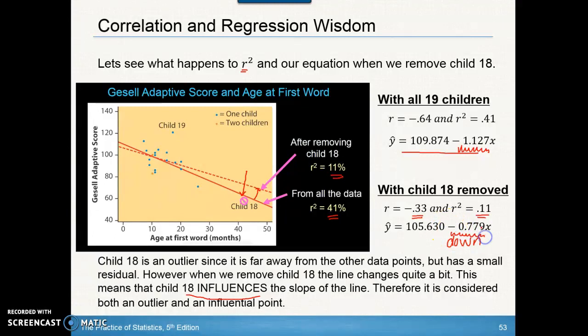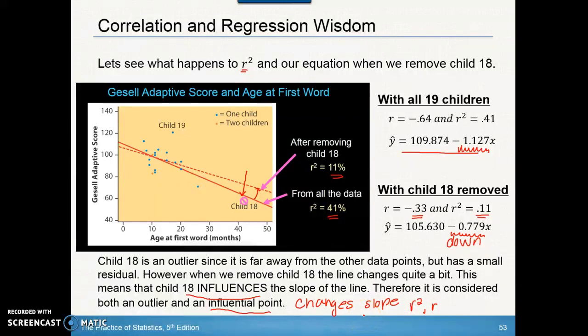With child 18 removed, it was negative 0.779. It became a lot less steep. Therefore, in this case, it's an outlier. The reason it's an outlier is because it's far away from the rest of the data. It's an influential point because it actually changes the slope. If something changes the slope and changes the R squared and the R value, then it's influential.